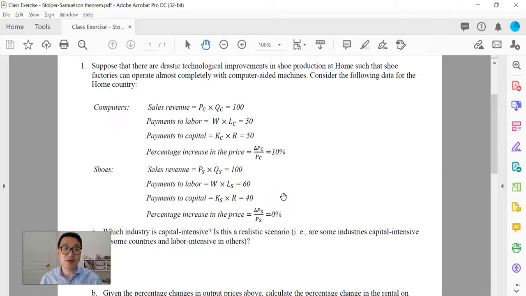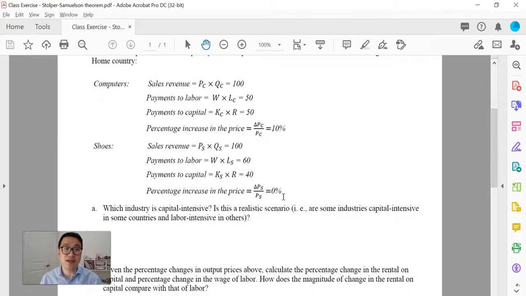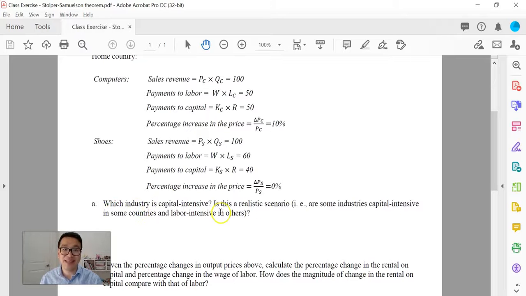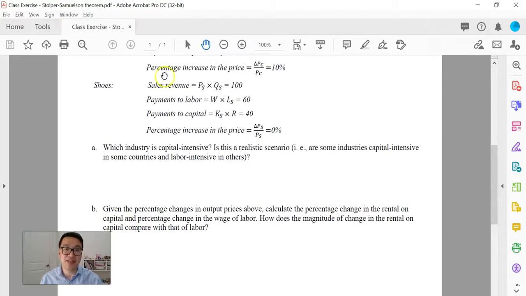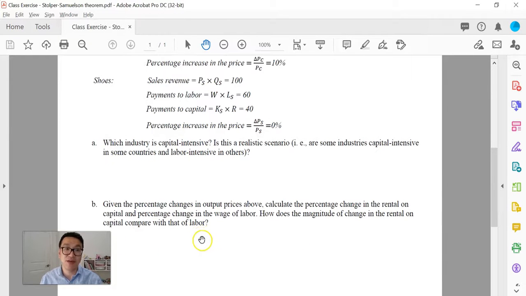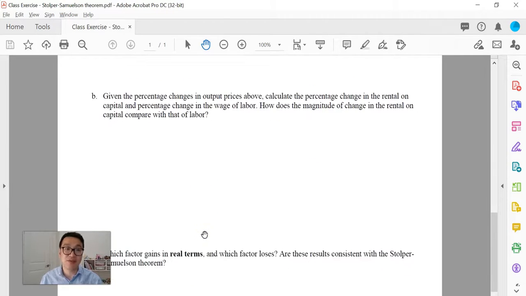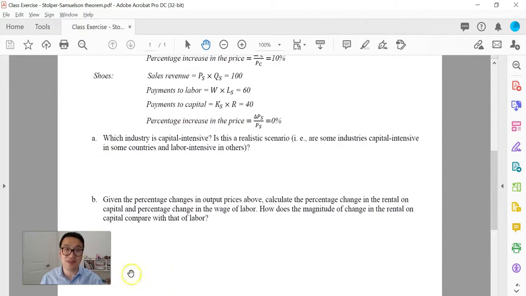Let's take a look at the questions. The first question is which industry is capital intensive, and is this a realistic scenario? The second one is, given the percentage change in the output prices above, calculate the percentage change in the rental on capital and the percentage change in the wage of labor, and how does the magnitude change in the rental to capital compare with that of labor. And the third one is which factor gains in real terms, which factor loses, and are these consistent with the Stolper-Samuelson theory? Those are three questions.